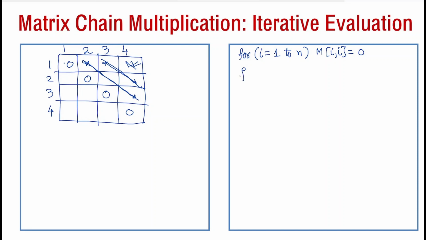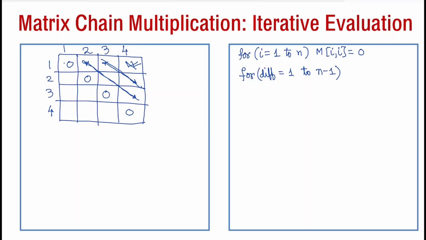So now we will say let our difference variable be diff equal to 1 to n minus 1. Our difference value will be 1 to n minus 1. So for our difference value of 1 to n minus 1, that means M12, M23, M34, and then M13, M24, and then M14. So difference will start varying that way.